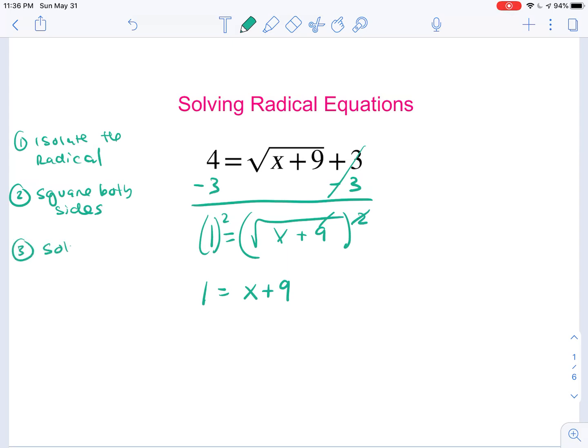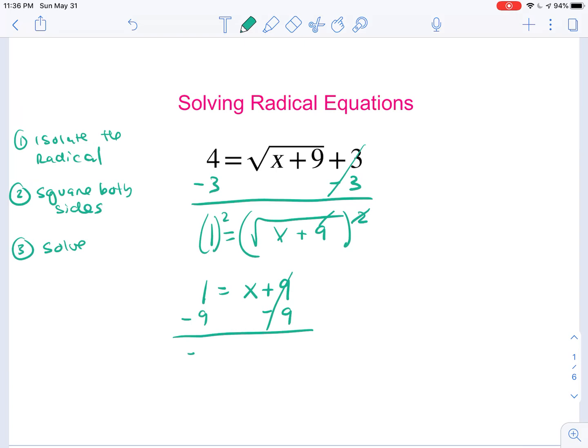And now we solve. So in this case, the only thing left for us to do is to subtract a 9. 1 minus 9 is minus 8. So we get x is equal to minus 8.